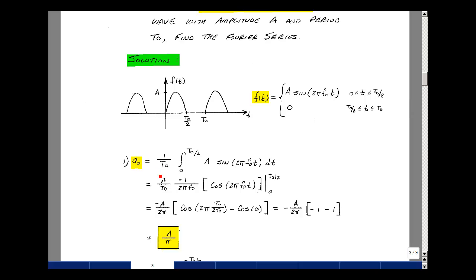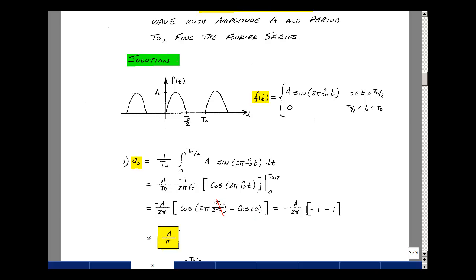Recall, a0 is equal to 1 over T0 times the integral over a period of our function. But our function is 0 for half the period, so all I'll do is take the integral from 0 to T0 over 2 of our function, plus the integral from T0 over 2 to T0, but that's just the integral of 0, which is 0. Pull out the A in front, and we have A over T0. Recall the integral of the sine of ax is minus 1 over a times the cosine of ax. So we'll have a minus 1 over 2 pi f0, which is our value of a, and then the cosine of the same argument, evaluated from our upper limit minus our lower limit, plugging in T0 over 2 and then plugging in 0.